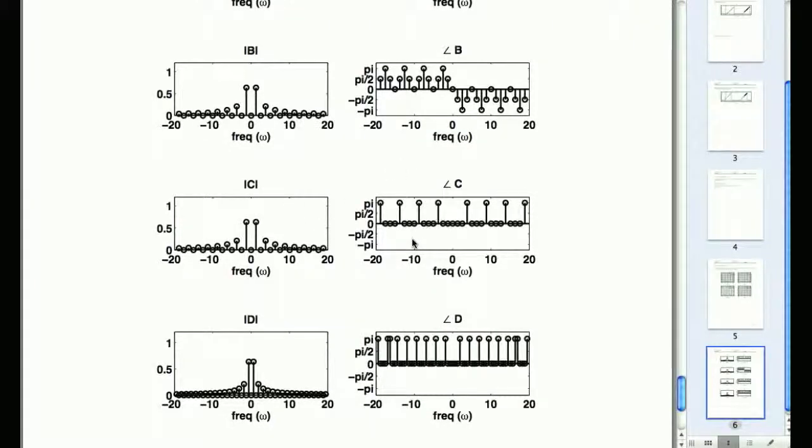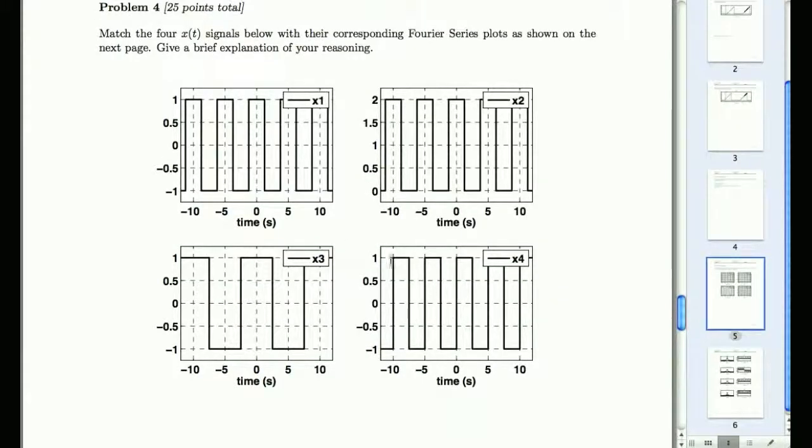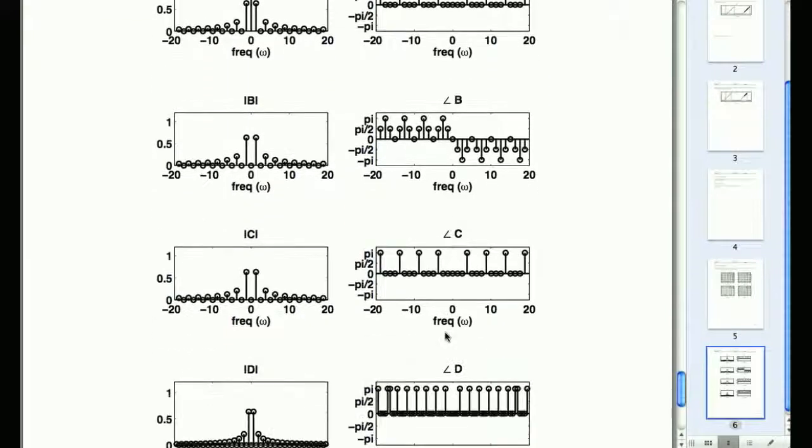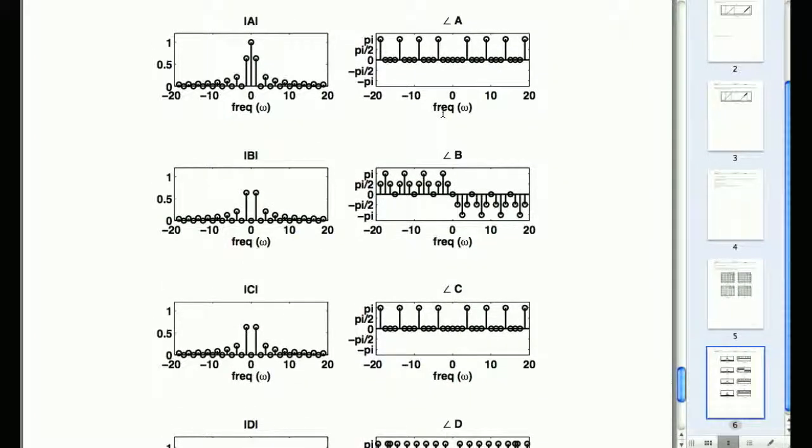X4 is just phase shifted from that. So now we're voting for X. If we look at the difference between X4 and X1, it's exactly the same plot, but it's phase shifted. So if it's a phase shift, that means we need something with the same magnitude, but a different phase. So what does that leave me with? B. Okay, now, by process of elimination, X2 has to go to A.